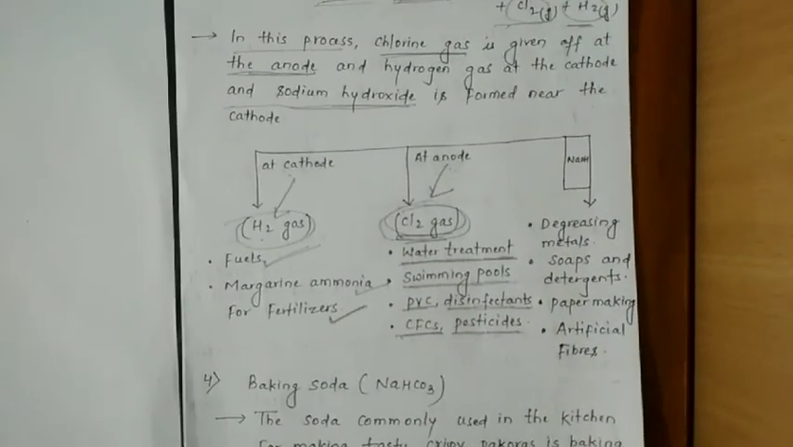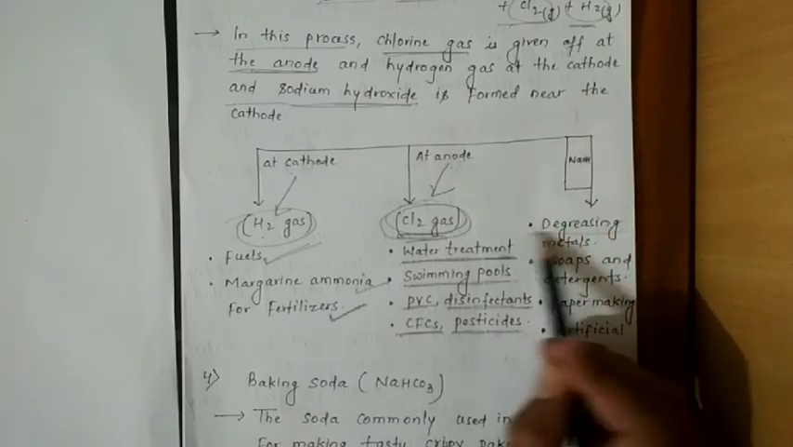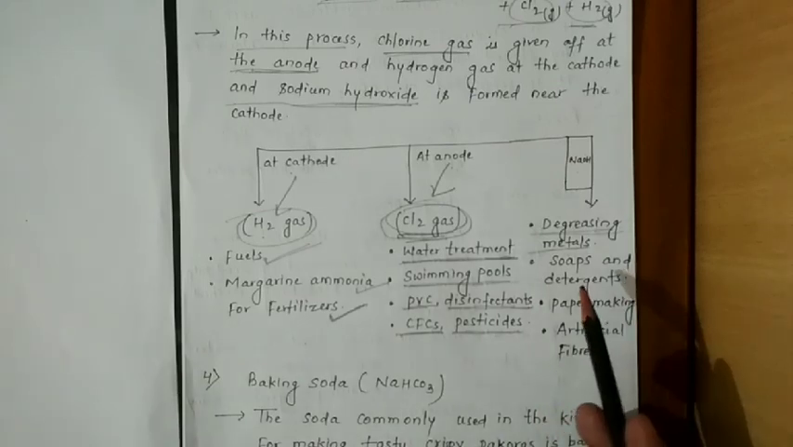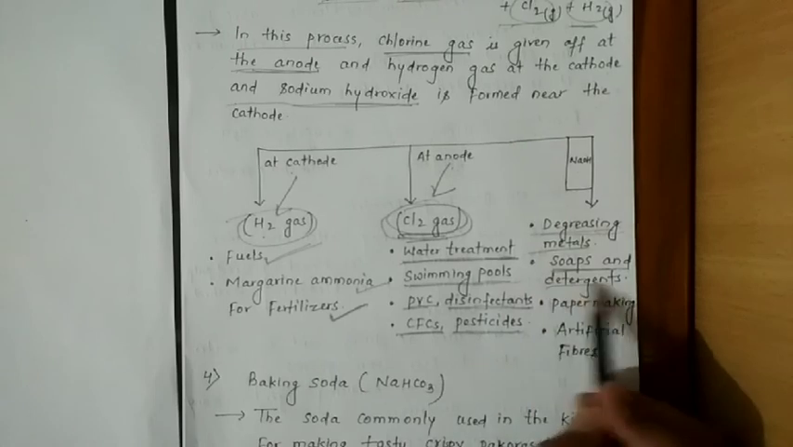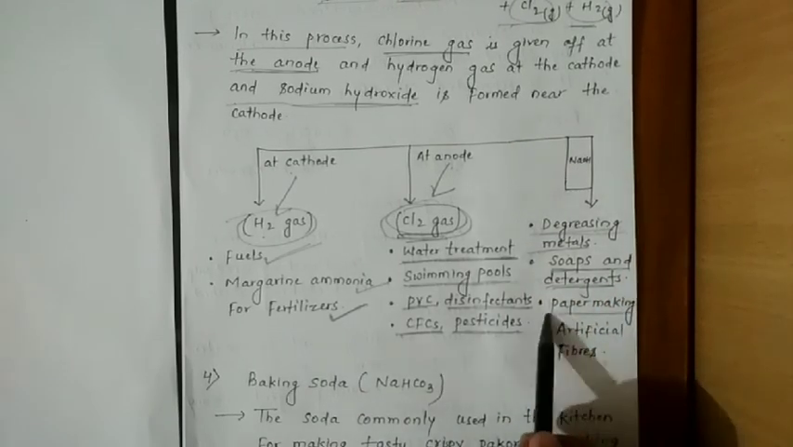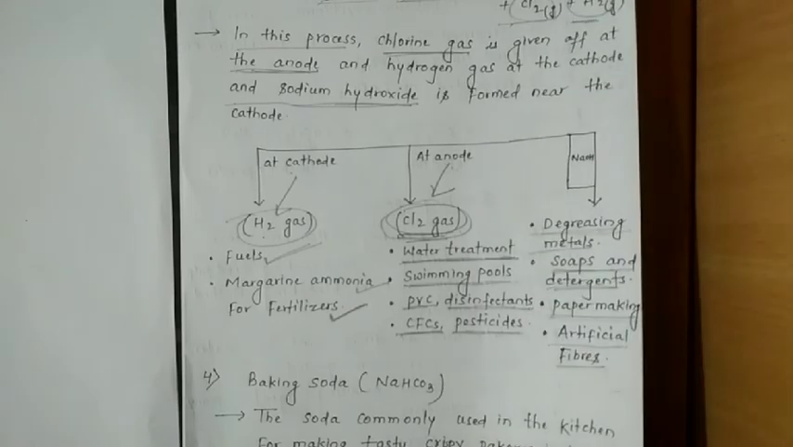Then after this, NaOH can be used for degreasing of metals. It is used in the preparation of soap and detergents. Okay, then it is also used in the paper industry, for making paper and artificial fibers. It is also used in making artificial fibers.